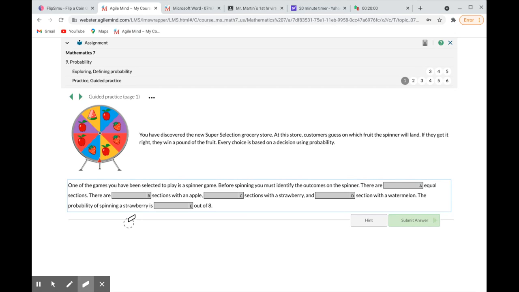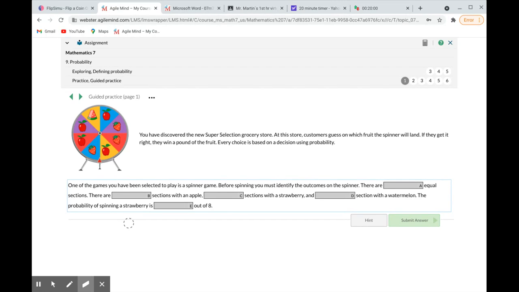Layla, will you read that one? You have discovered the new Super Selection grocery store. At the store, customers guess on which fruit the spinner will land. If they get it right, they will win a pound of the fruit. Every choice is based on a decision using probability. You want me to read the bottom again? Yeah, please. Okay. One of the games you have been selected to play is a spinner game.